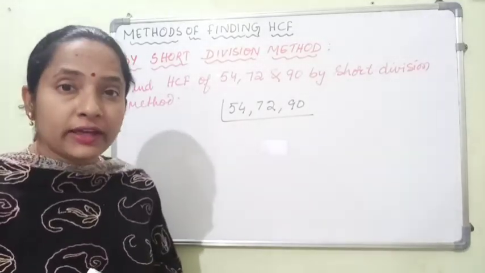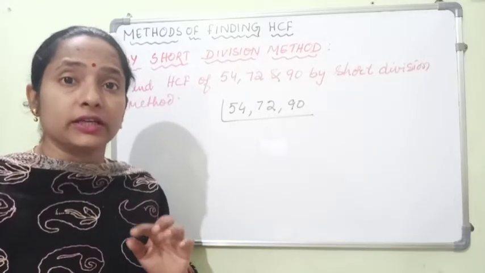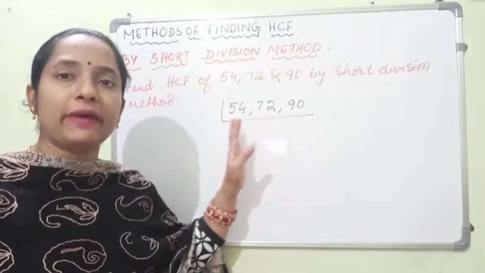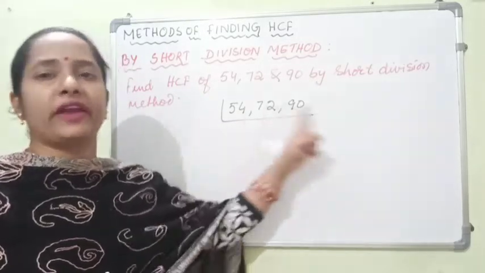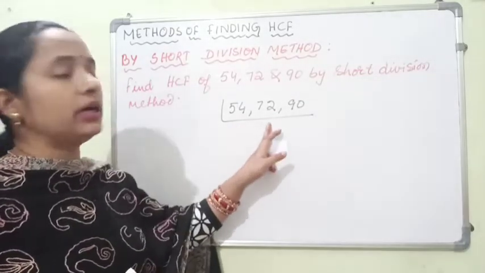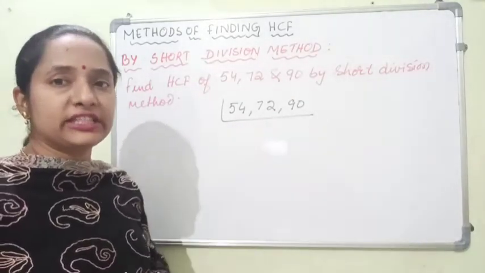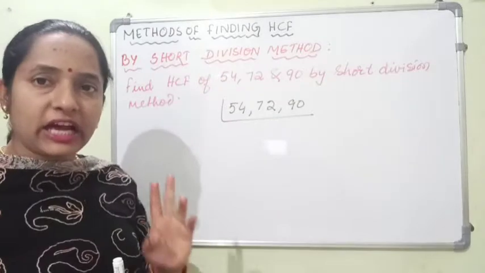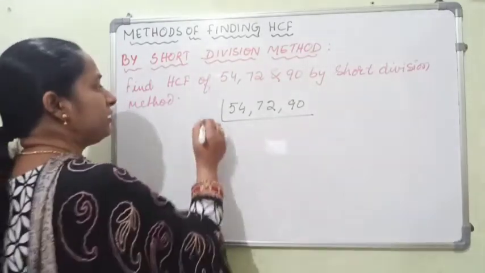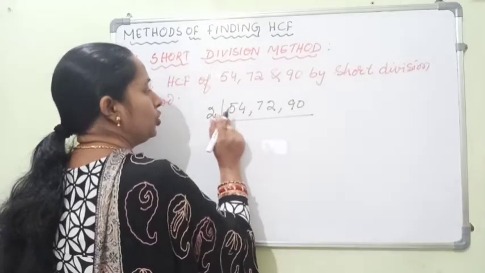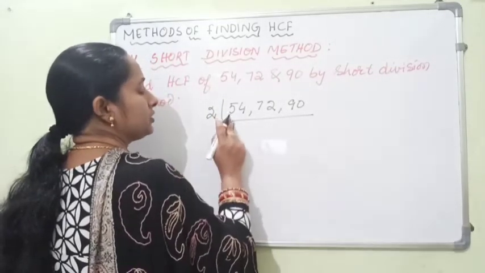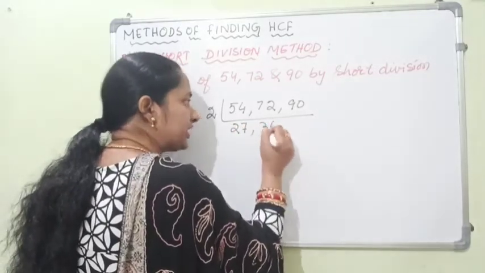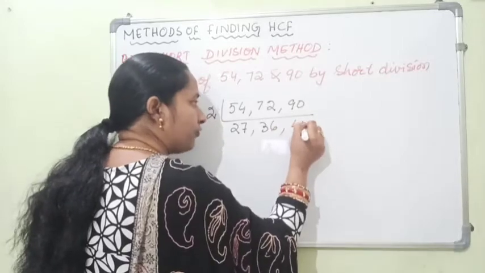But what are we finding? We are finding the highest common factor. So here also you try to divide all these three numbers by any one number which is a common factor of all these three. Now think of a number with which you can divide all these three numbers. As all the three numbers are even numbers, we can divide them by 2. So let's divide. 2 2s are 4, 2 7s are 14. Here 2 3s are 6, 2 6s are 12. Here 2 4s are 8, 2 5s are 10.